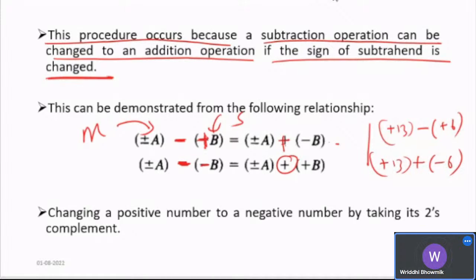That is actually what happens in the 2's complement system in digital computers. We are not exactly doing the subtraction, what we are doing is the addition. In the first case, we are doing addition with minus b. In the second case, we are doing addition with plus b. Right? Changing a positive number to a negative number by taking its 2's complement. Okay, it is very easy to understand.